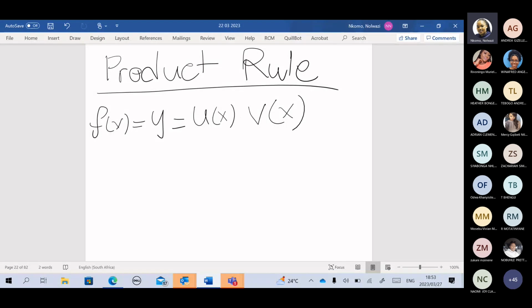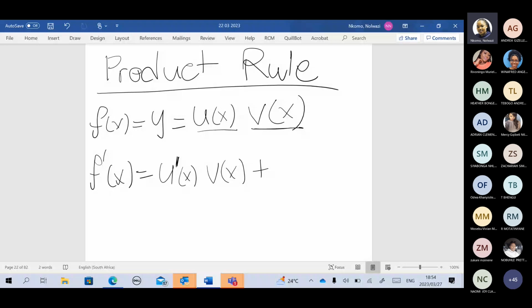The product rule says, okay, you have two functions, function one and function two. The product rule says the derivative of this function, which is f prime of x, will equal the derivative of the first function. The first function is u. The derivative of u is u prime, right? So we have u prime of x times v, the function v, plus the derivative of the second function times the first function as it is.